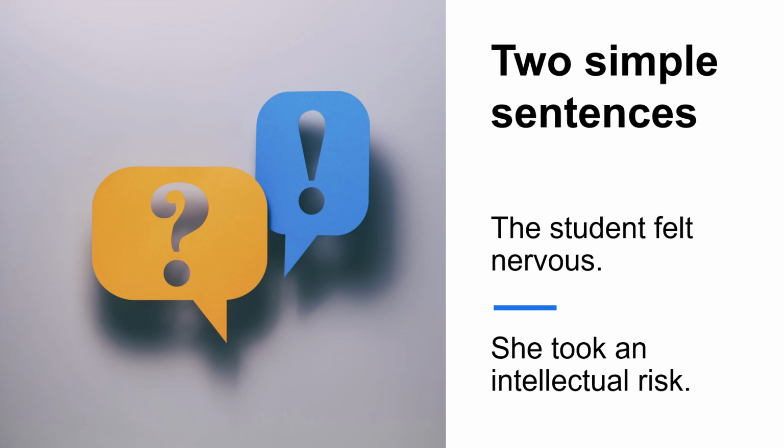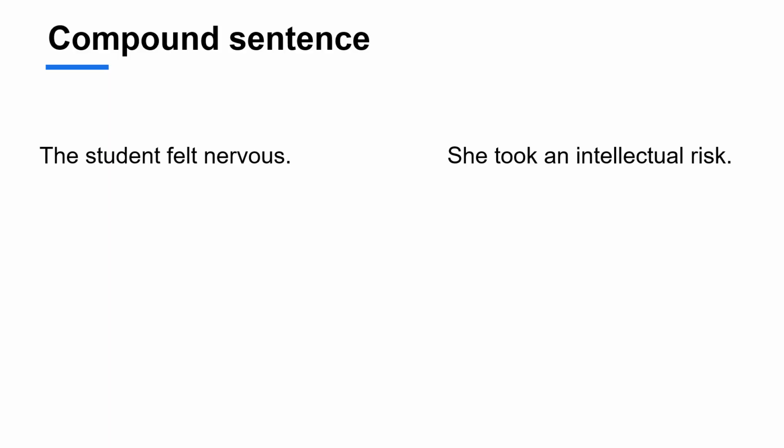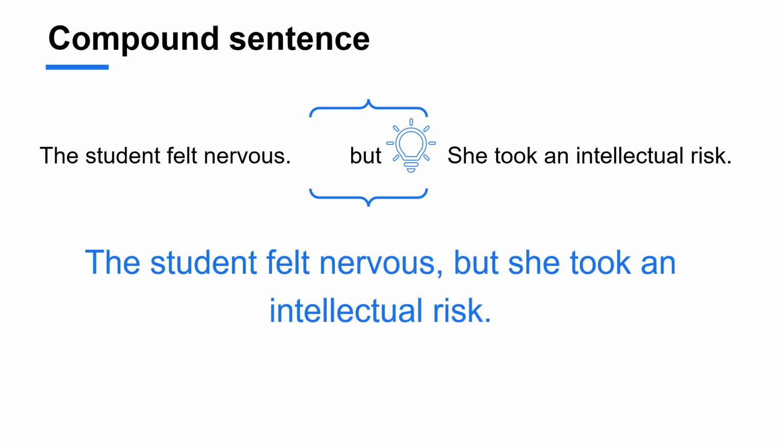To create a compound sentence, we need to join these two sentences together. In this case, but would be the best conjunction to use. So if we join them, the compound sentence becomes, the student felt nervous, but she took an intellectual risk.